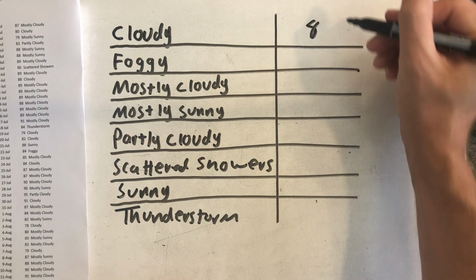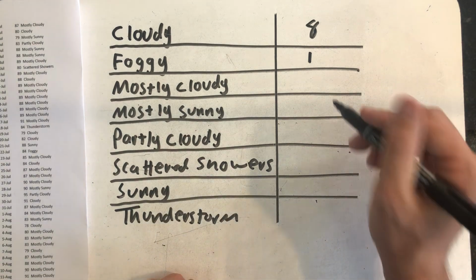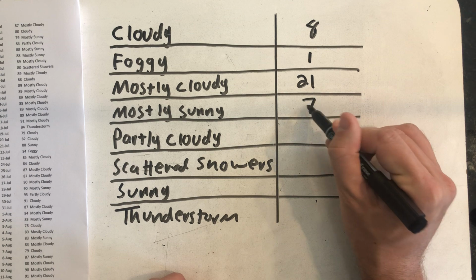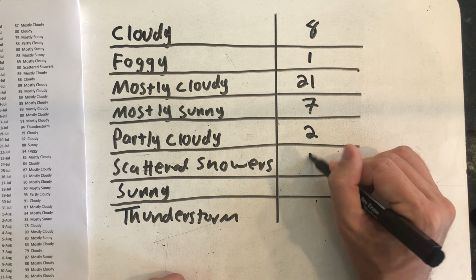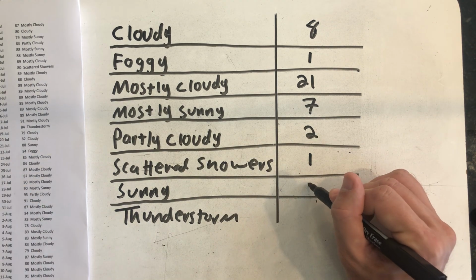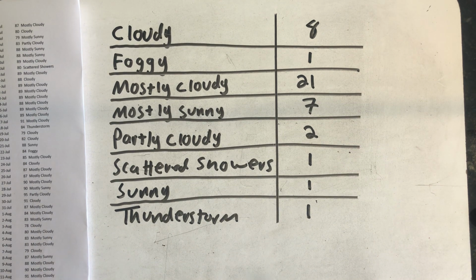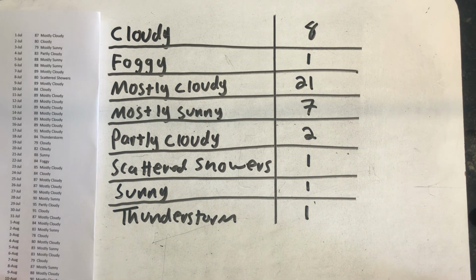There were 8 days with cloudy weather, a single day that was recorded as foggy, 21 days that were mostly cloudy, 7 that were mostly sunny, 2 that were partly cloudy, 1 with scattered showers, 1 that was just called sunny, and then 1 that was recorded as having thunderstorms. And so I want to take these counts to construct that bar graph. So we'll put that data to the side just for a moment.